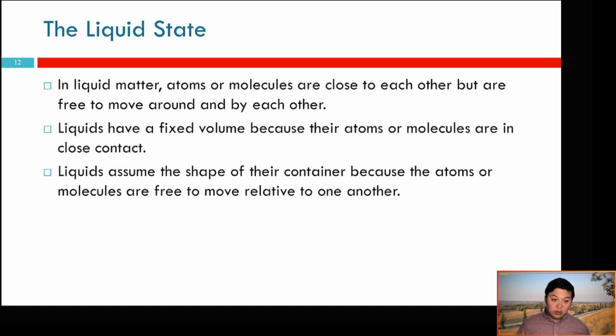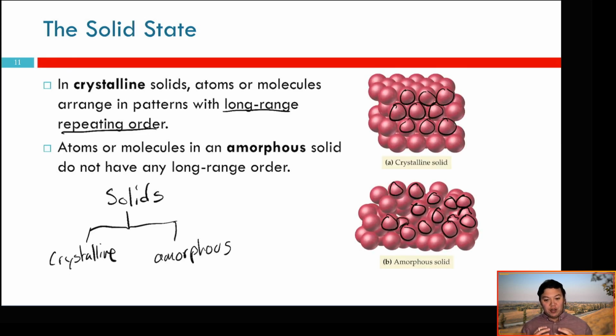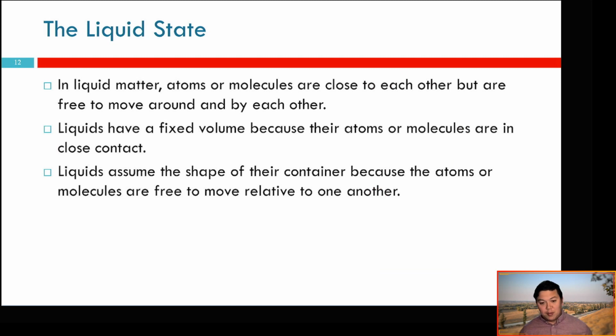So moving on to the liquid state. In liquid matter, atoms or molecules are close to each other, but are free to move around and by each other. So liquids have a fixed volume, again, because... I hesitate to say this because I don't want to confuse you. So think of your amorphous solid here, right? You've got all these things packed together, and in an amorphous solid, they're fixed. But imagine if you gave them a little bit of space to move around. They can slide around each other now, they can change spots.